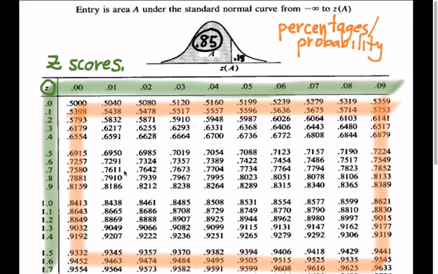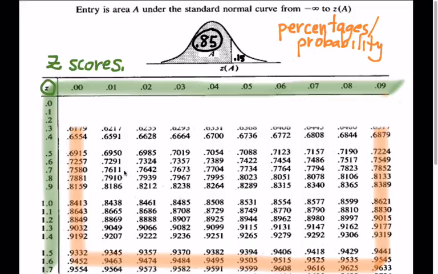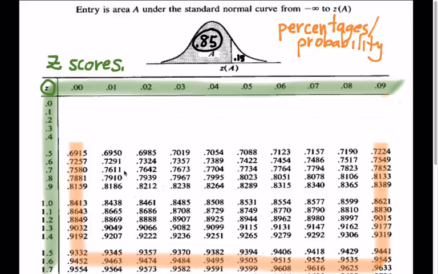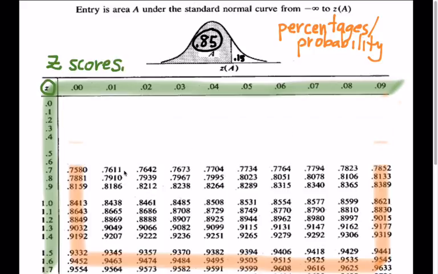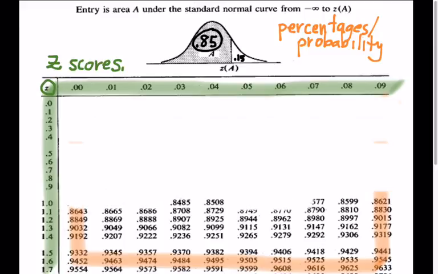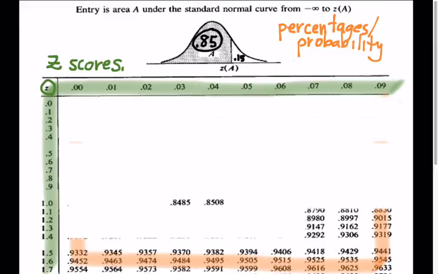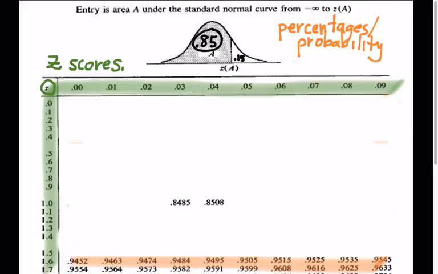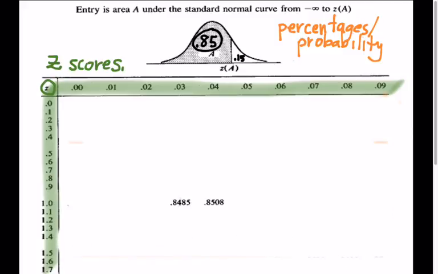We don't know the z-score. What we do know is a probability. So where we should be hunting for 0.85 is inside the middle of this table. So we'll just look down the rows, look down the columns until we get to one that's close to 0.85. And I seem to have found one. So we look for 0.85 in the middle because 0.85 is playing the role of a probability, not a z-score.